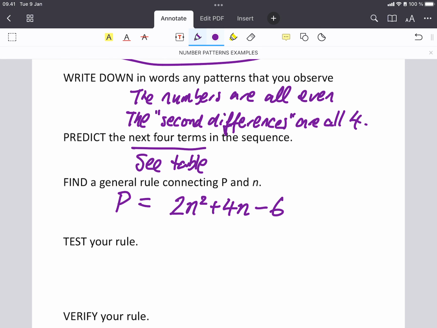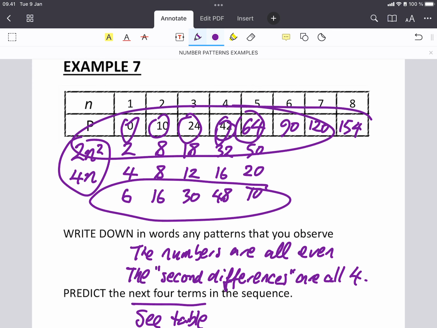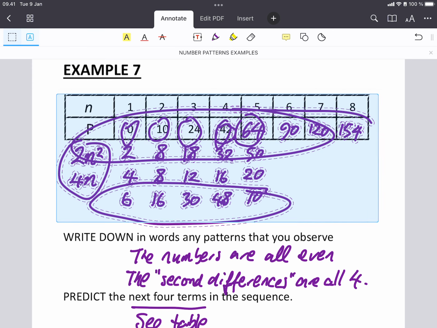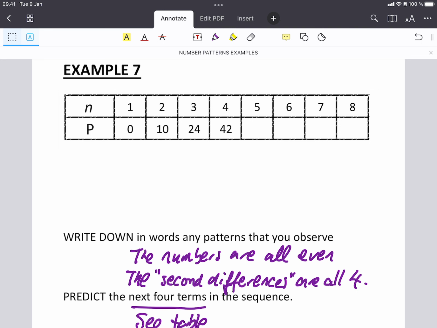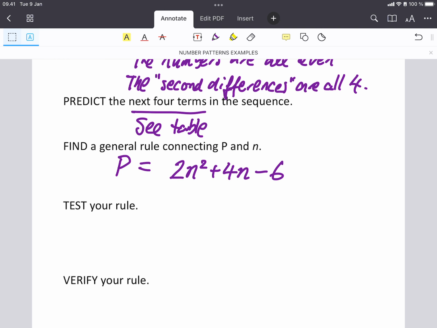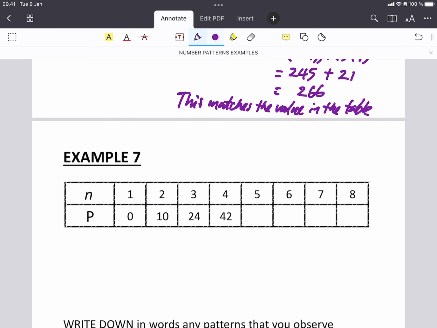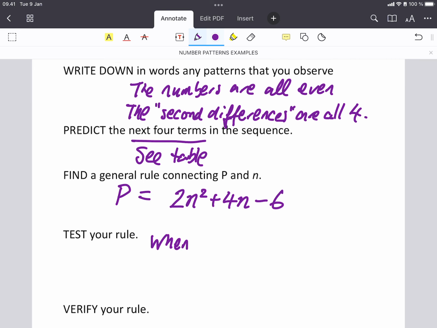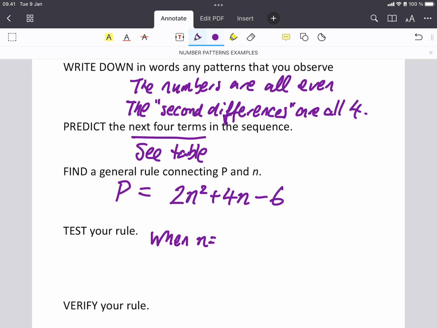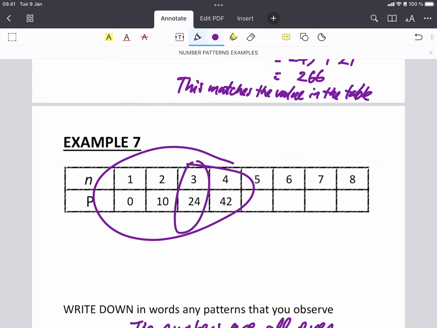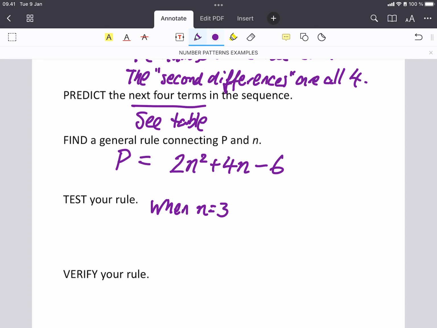Test your rule. Okay, so we're familiar with test and verify. So it's just checking that your rule works for the numbers that are in the table. When you're testing it, you're making sure that it works for one of the values they've already given you. I'd go for one of the higher ones. Sometimes the mark schemes do specify that it has to be beyond a certain point, so I always go for one of the higher ones if you can.